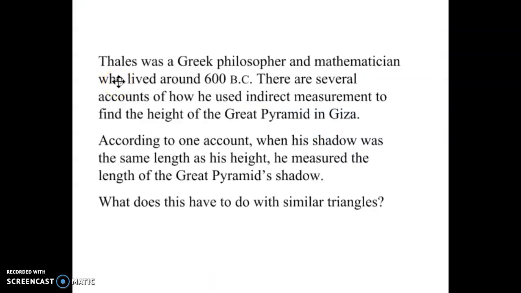So here, and this is exactly what we're going to be doing tomorrow. No, I'm not sending you off to measure the Great Pyramids of Giza, but Thales was a Greek philosopher and a mathematician who lived around 600 BC, and there are several accounts of how he used indirect measurement to find the height of the Great Pyramid of Giza. So according to one account, when his shadow was the same length as his height, he measured the length of the pyramid shadow and... Well, what does this have to do with similar triangles?